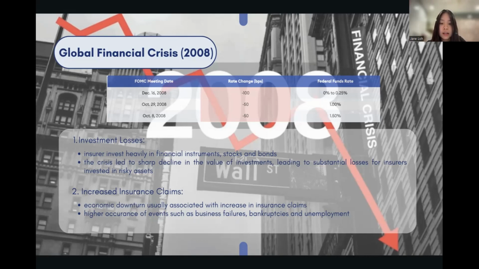Economic downturns are typically associated with an increase in insurance claims. During the financial crisis, there were higher occurrences of events such as business failures, bankruptcies, and unemployment, leading to an uptick in claims across various insurance lines.